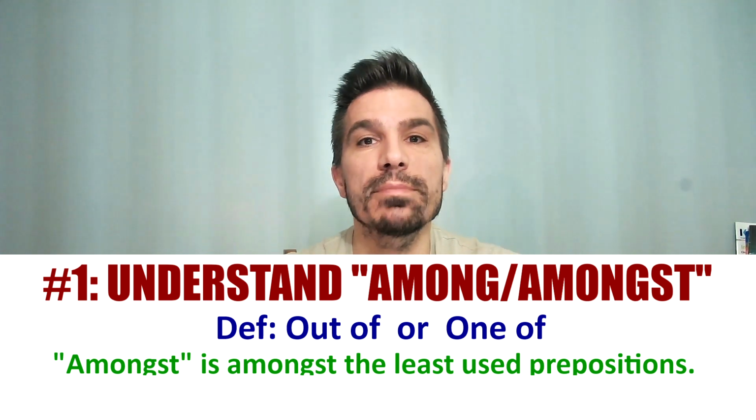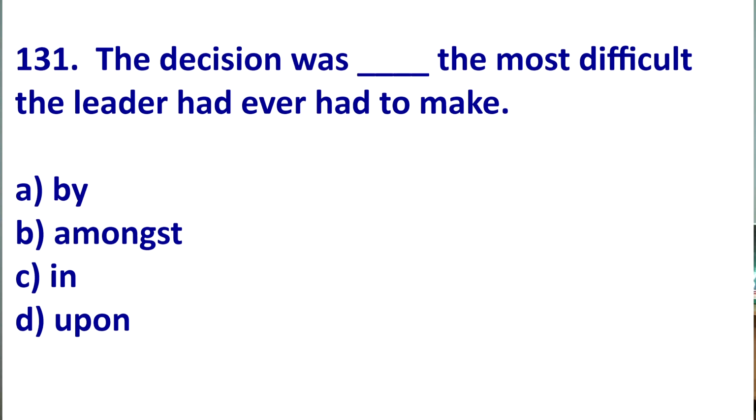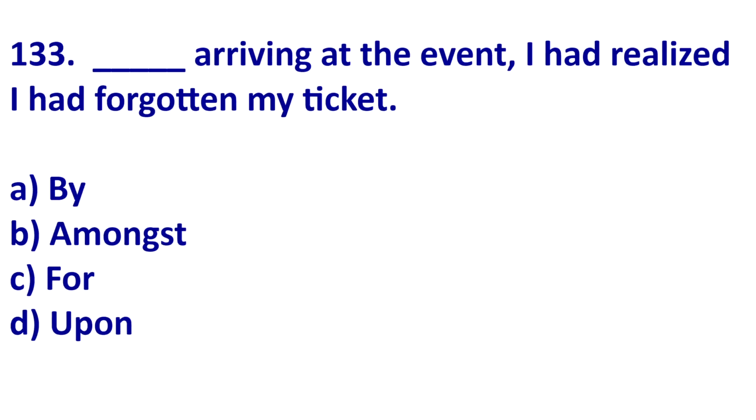Okay, so let's look at some TOEIC examples. 131. Pause your screen if you need time. Well, this is saying the decision was amongst the most difficult the leader had ever had to make. So, what we're saying is the decision was the most difficult out of all the decisions the leader had to make.